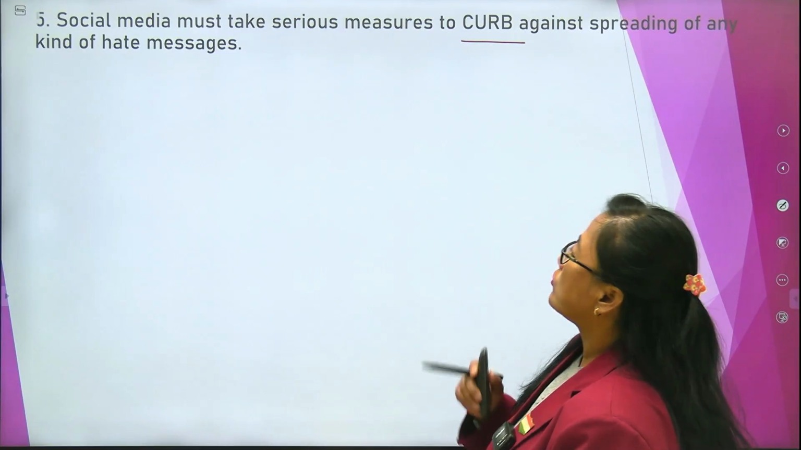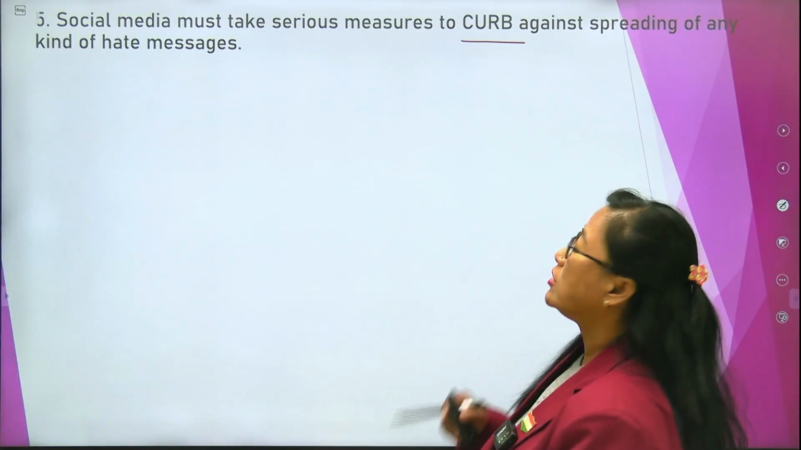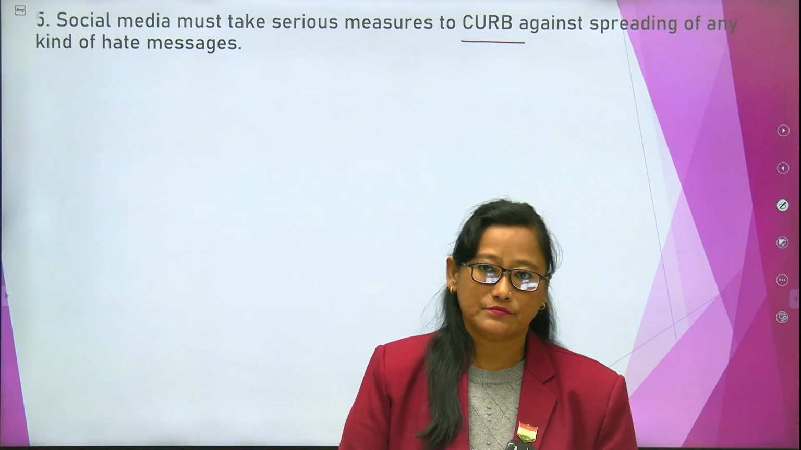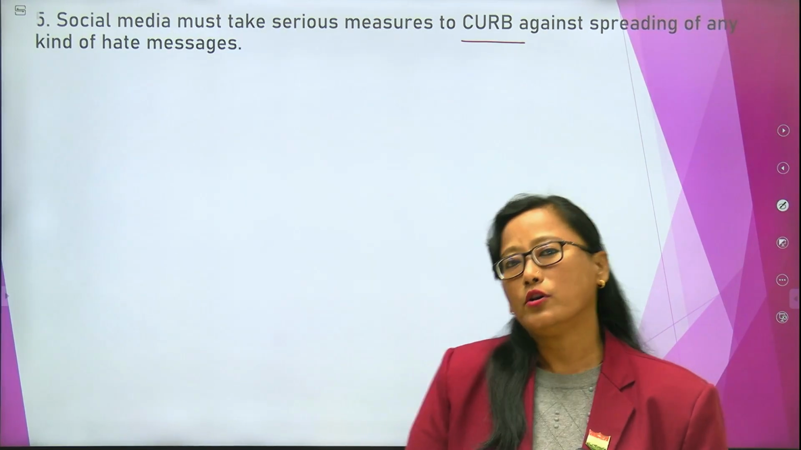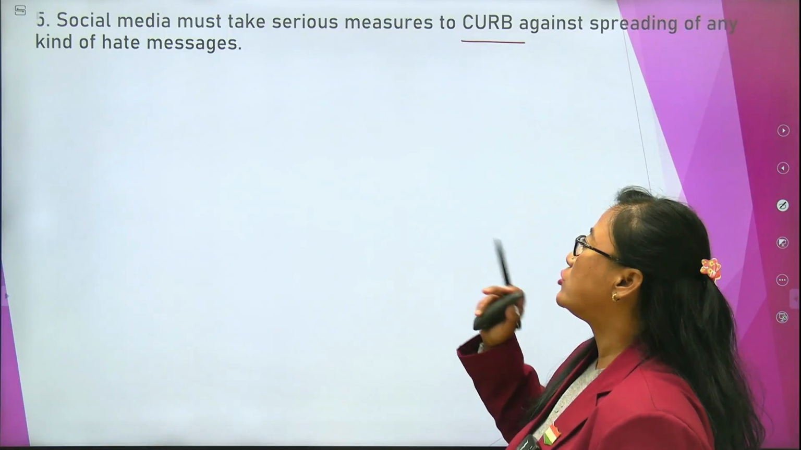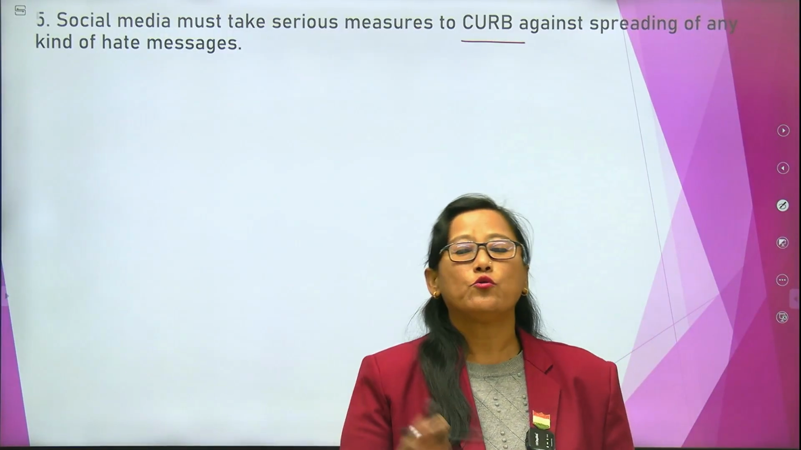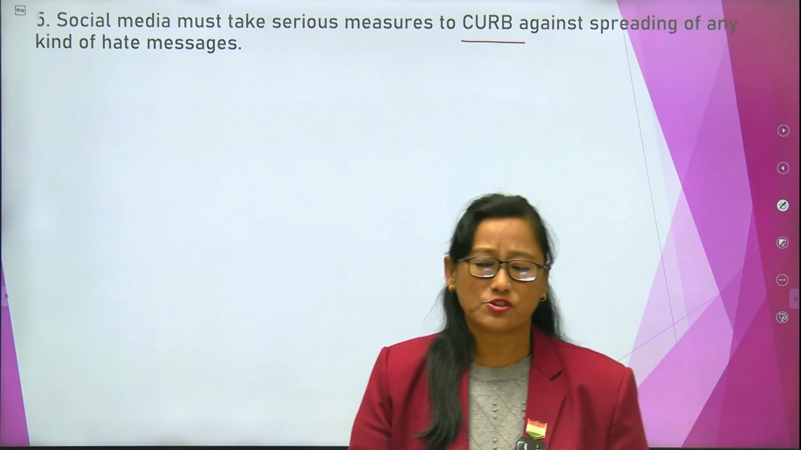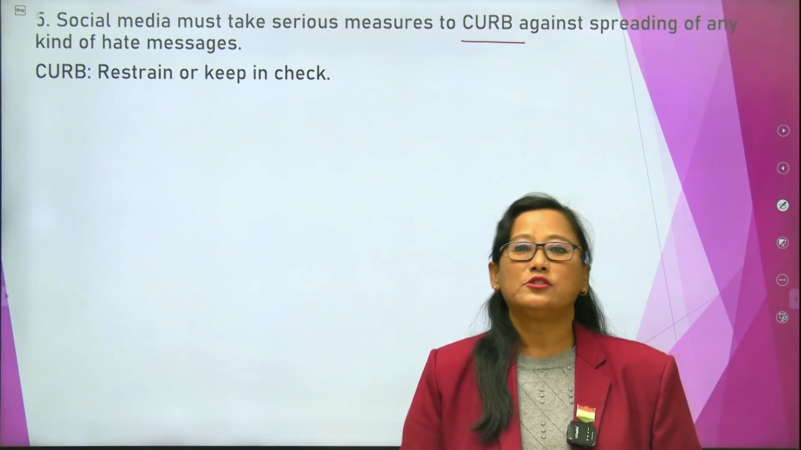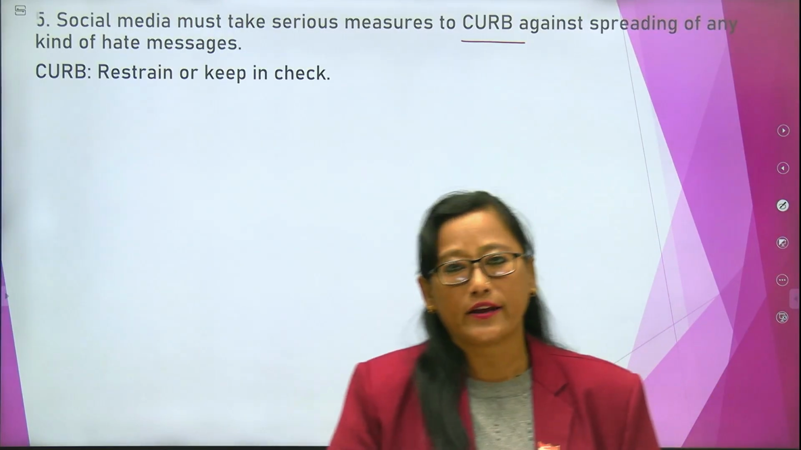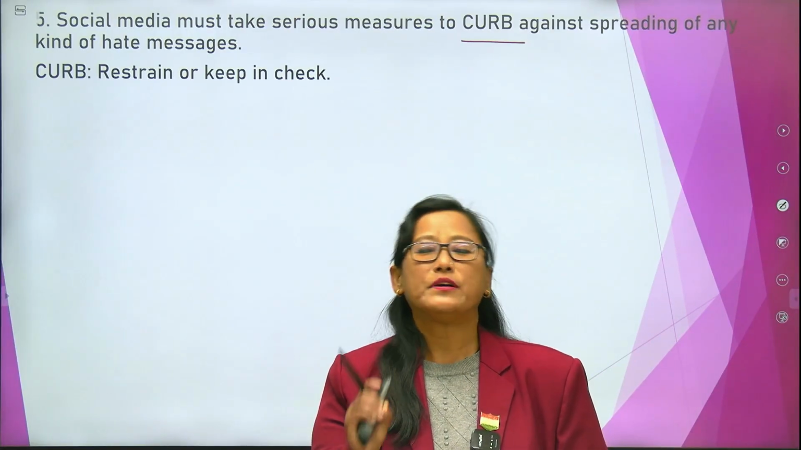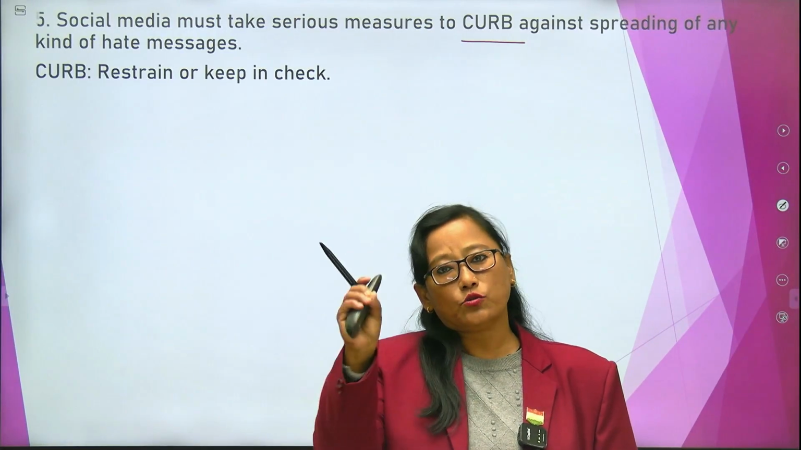So when we talk about social media must take serious measures to curb against. So curb, we need to curb terrorism, we need to curb corruption, and we need to curb so many things here. So the social media must take a step to curb against spreading of hate messages, hatred messages. So what is curb? Curb means to put a check, to keep a check, to restrain something, to keep a check on things, so that they don't grow.